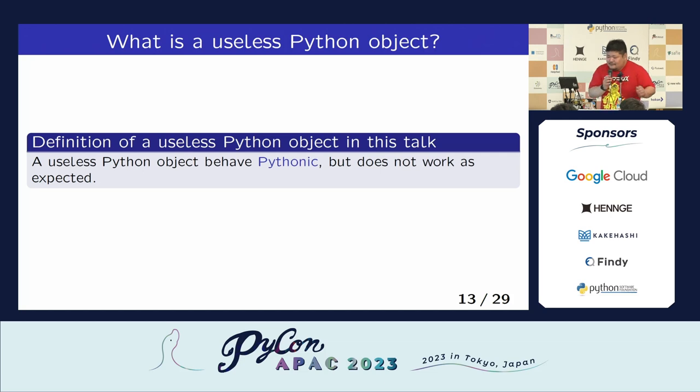A useless Python object in this talk is an object that behaves Pythonic, but does not work as expected. So a useless Python object works, but does not work as expected.